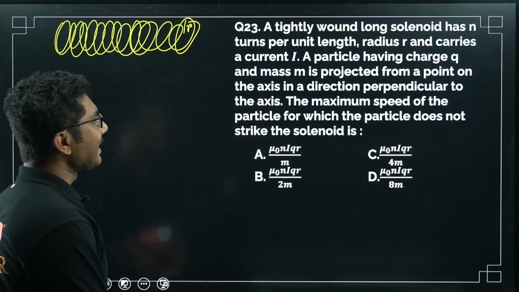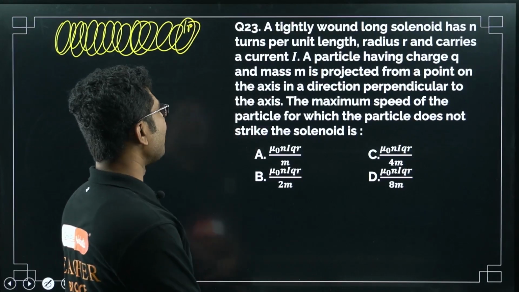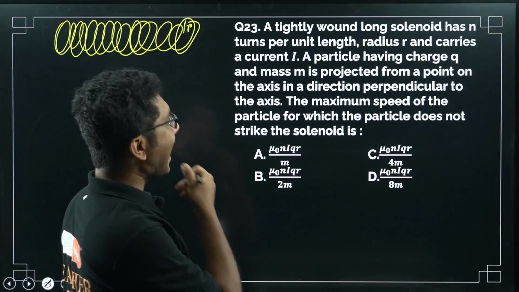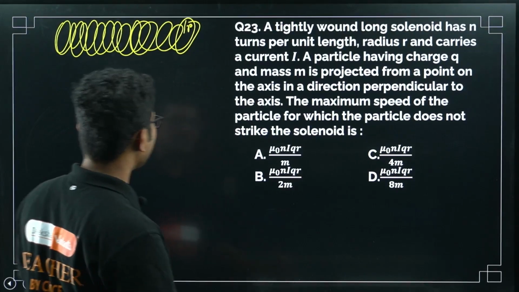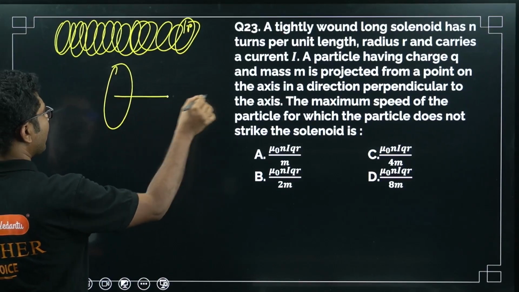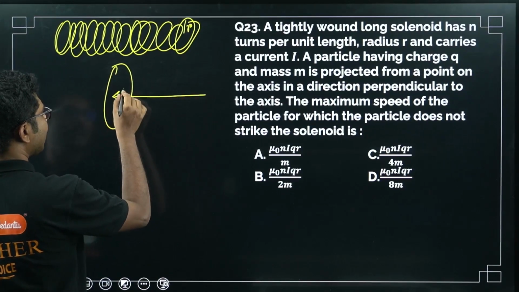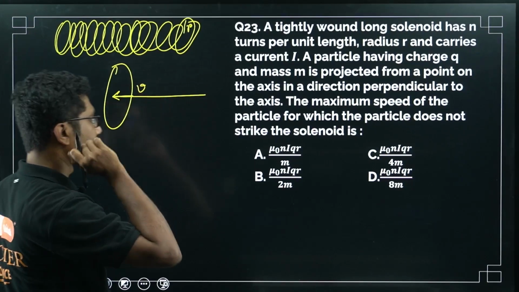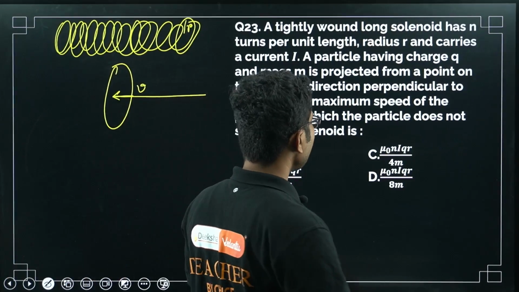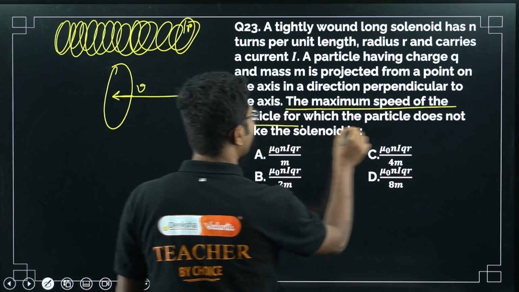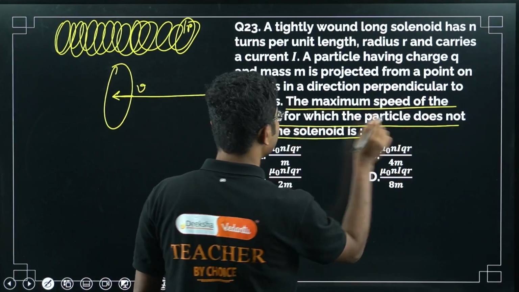A particle having charge q and mass m is projected from a point on the axis in a direction perpendicular to the axis. So suppose this is a cross section. Now you are throwing a particle in this direction from the axis with the velocity say v. Find the maximum speed of the particle for which the particle does not strike the solenoid.